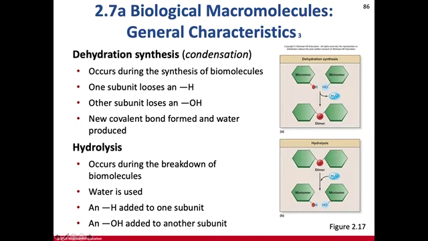For instance, you can create a disaccharide from two monosaccharides with a dehydration synthesis reaction. These reactions are termed anabolic reactions because they tend to build large molecules from smaller pieces, and that requires an energy source from some other chemical reaction. And that usually comes from a molecule called ATP.